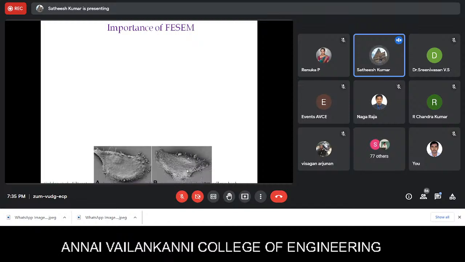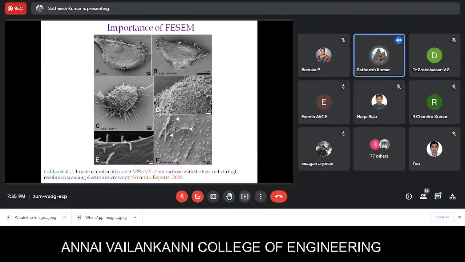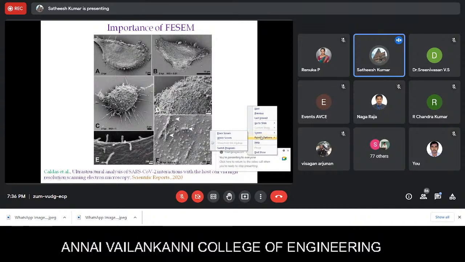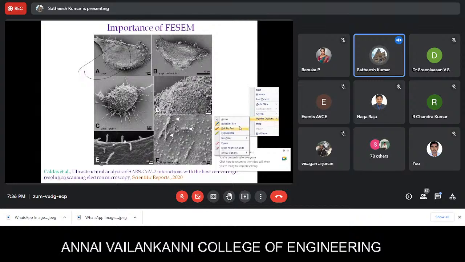This is a recent work by Caldas et al., reported in a recent publication of 2020, where they were trying to find out the SARS-CoV-2, that is the COVID-19 virus, interaction with the host cell at different time intervals. We can see after 2 hours how it has an effect, and after 48 hours how the SARS-CoV is going to change its effect is what the people have tried to look into. So with this, I will start.